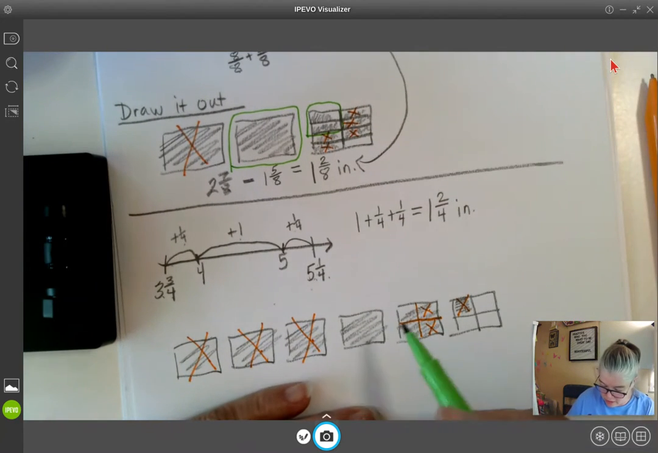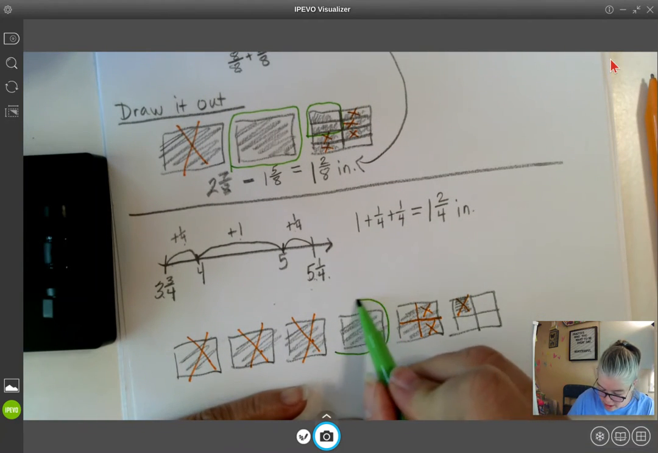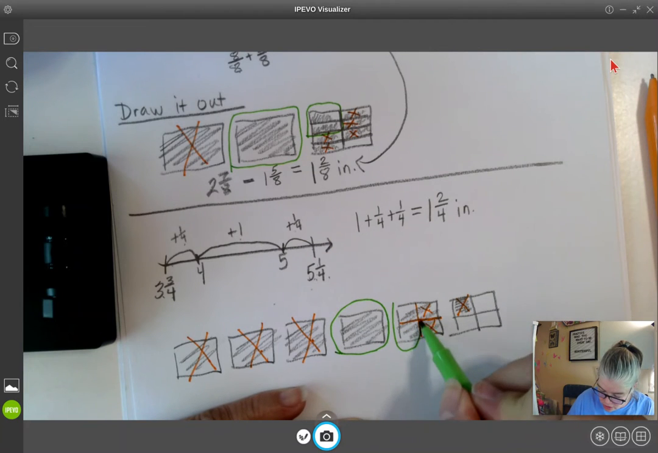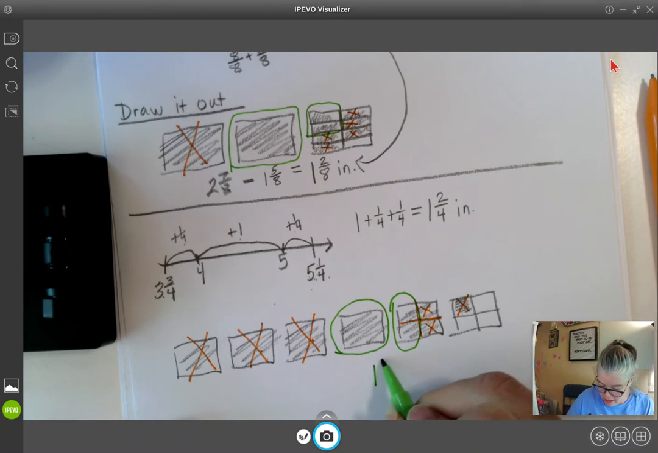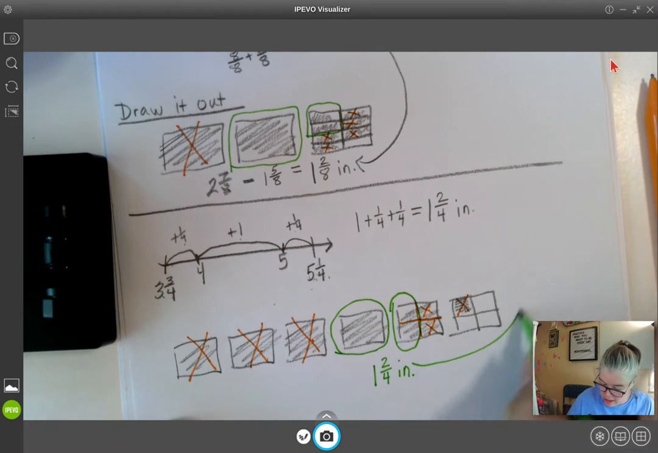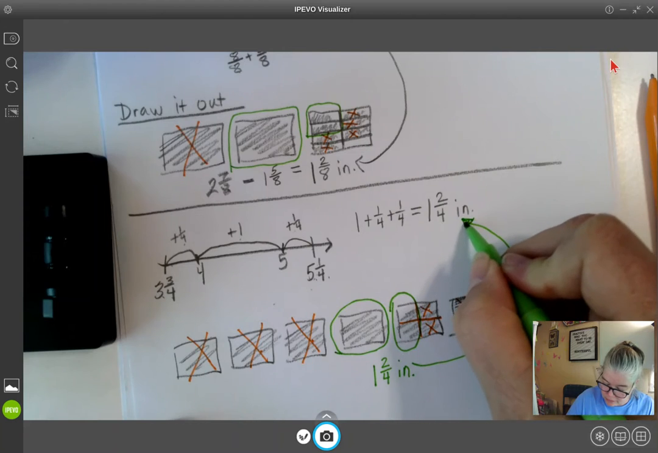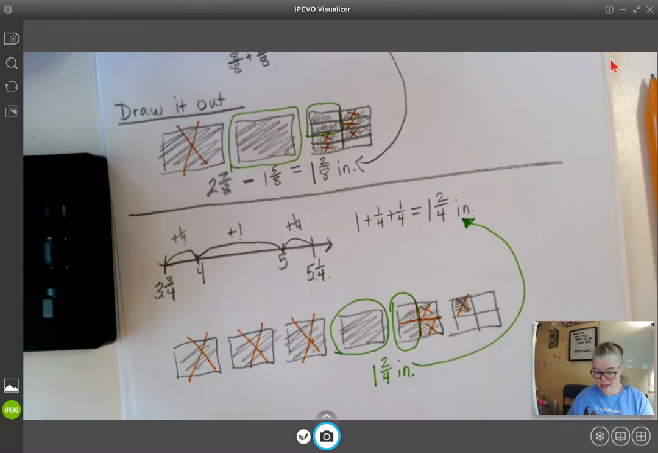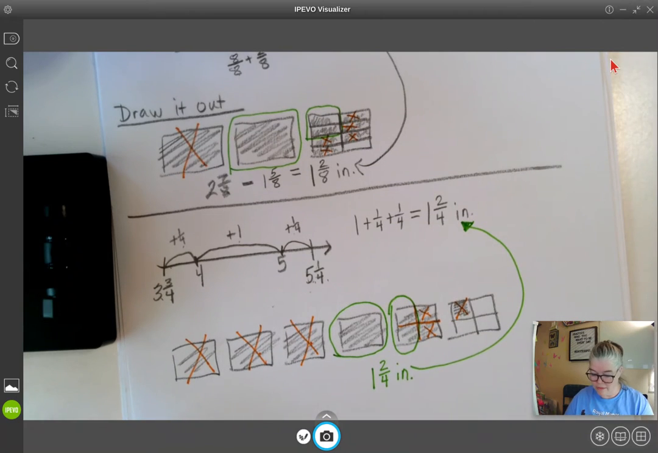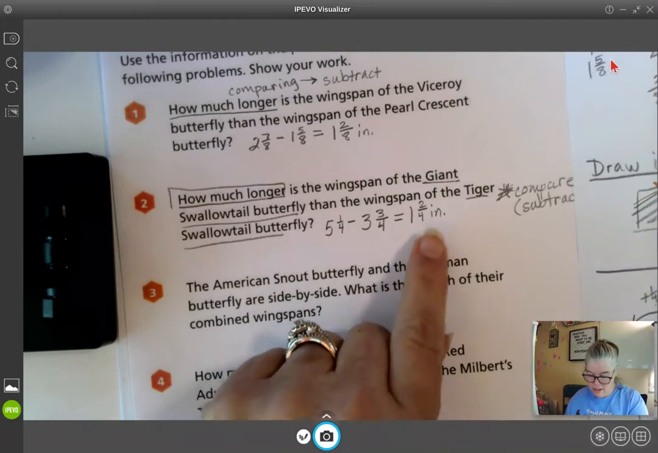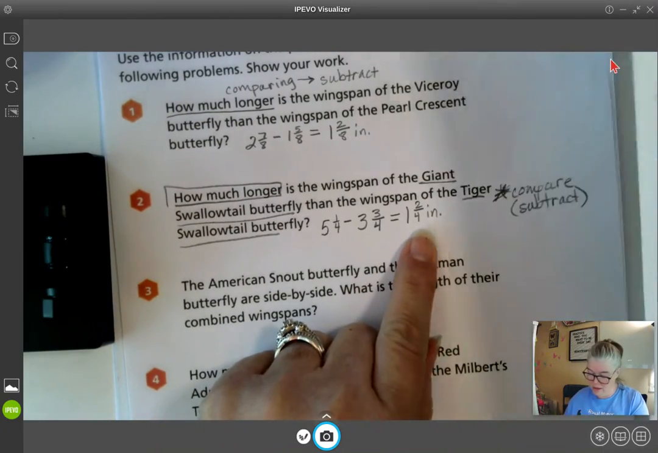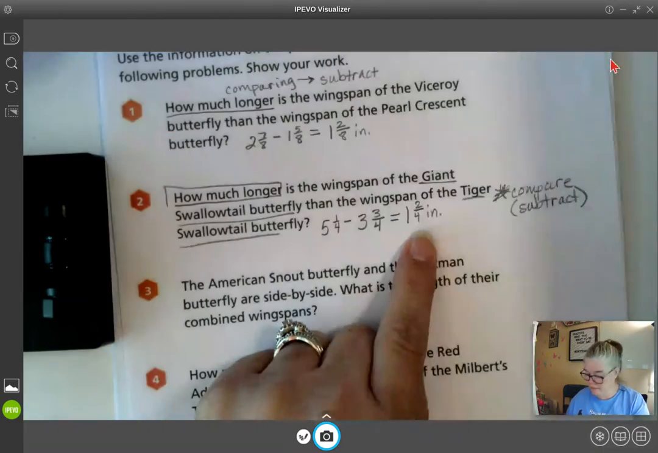Let me circle with green the amounts I have left. I have 1 2/4 left that I still need to count. So 1 2/4 inches is what's left in my picture. Hey guys, take a look. My answers match. I can be confident that I got the right answer doing my answer 2 different ways. So 1 2/4 inch. So I'm confident with my answer here. I solved it in 2 ways.